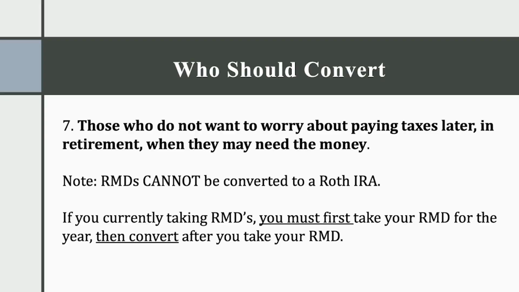Okay, number 7, again, those who do not worry about paying the taxes later in retirement, or they don't want to worry about paying taxes later. Remember, RMDs cannot be converted to Roth IRAs. I covered that in my last episode. When you do required minimum distribution, you're either going to spend the money or you're going to save the money in a taxable account or potentially cash value life insurance.